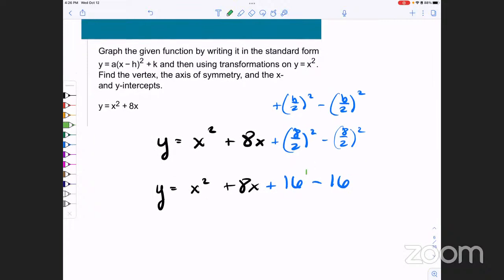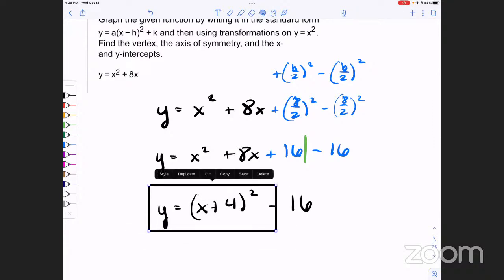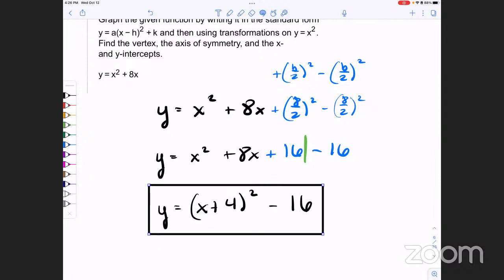So then if we group the first 3 terms together, now we can factor. This factors into x plus 4 squared minus 16, because 4 times 4 is positive 16, and 4 plus 4 is 8, right? So it factors into this form. We were able to get to this by using completing the square. You just have to be aware of it, and it takes a little bit of practice.